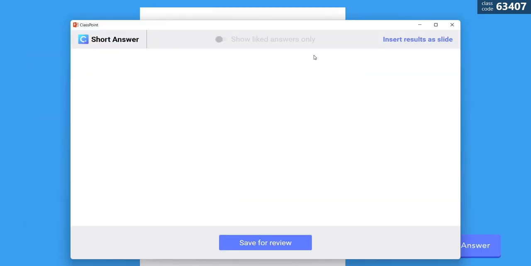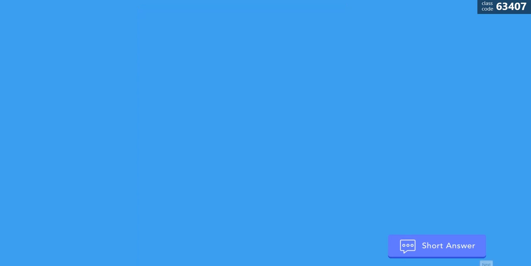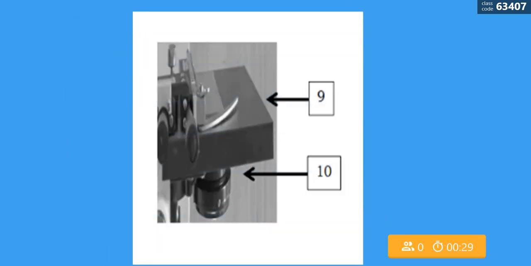Okay, time is up. Let's reveal the answer. The name given for that is called the body tube. Very good. Okay, so I think we have 8 pictures. Let's have this for the last picture. What's the name given to this part of the microscope and the lower part of that? Okay, for 30 seconds, go.